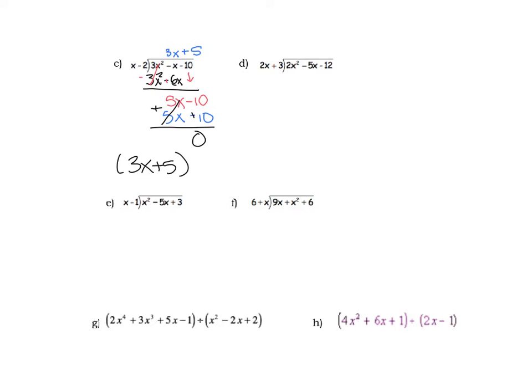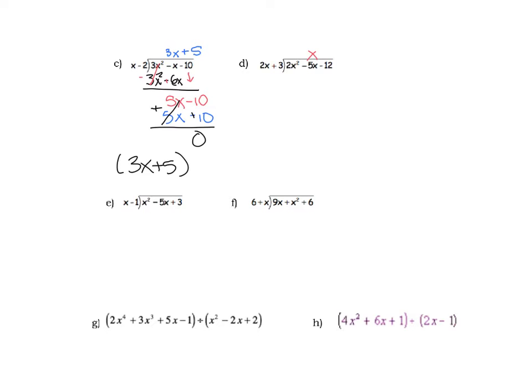So 2x plus 3 is being divided into 2x squared minus 5x minus 12. So first make sure that we have all of our degrees. Got x squared, got x to the first power, so we got everything, so we don't have to add anything to that. So let's start dividing. How many times does 2x go into 2x squared? That'll be 1x times.